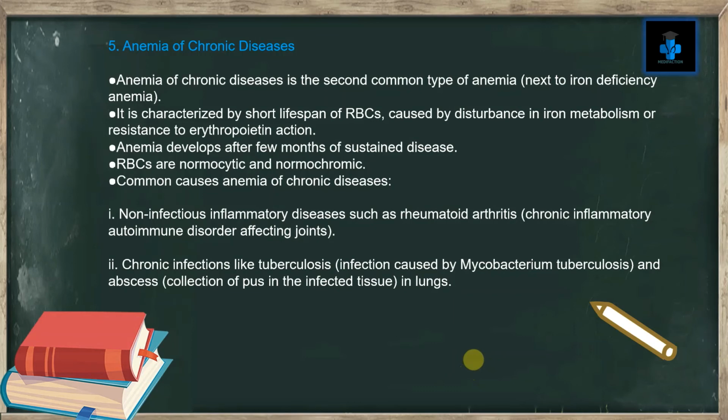Common causes of anemia of chronic diseases. Number 1. Non-infectious inflammatory diseases such as rheumatoid arthritis, that is, chronic inflammatory autoimmune disorder affecting joints. Number 2 is chronic infections like tuberculosis. It is due to the infection caused by Mycobacterium tuberculosis and abscess, that is, collection of pus in the infected tissues in lungs.